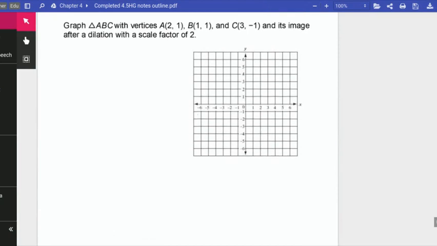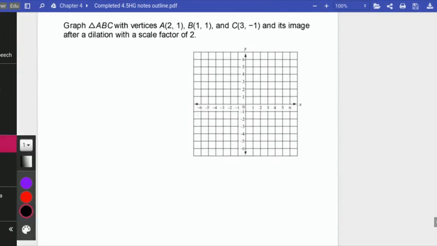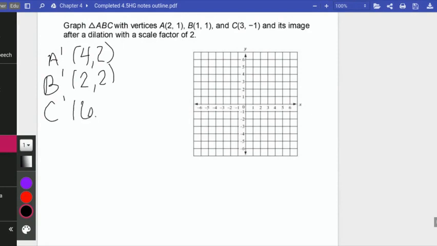So let's look at an example. So we need to graph this triangle and its image after a dilation with a scale factor of 2. Now I'm actually going to find the coordinates of the image before I graph them. That's just my preference. You do whichever way makes more sense to you. So I'm going to start by doubling all of these because that's what a scale factor of 2 does. I'm just going to multiply all of these by 2.